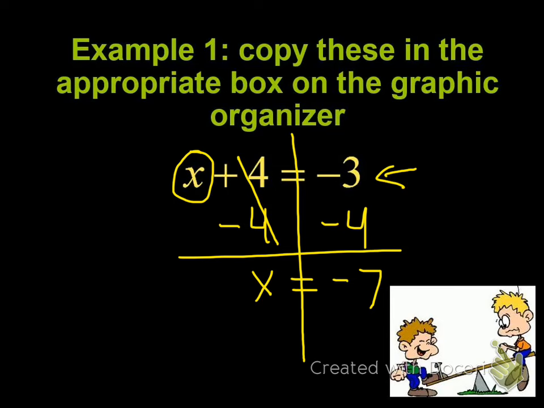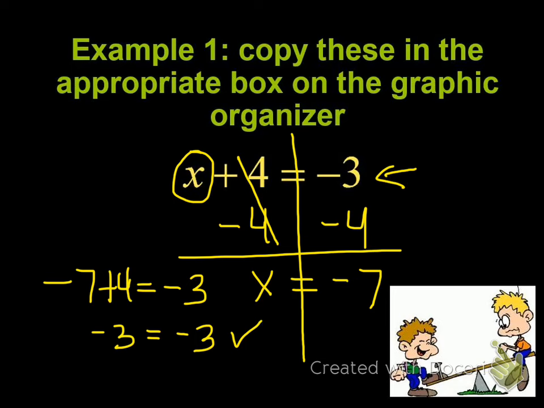So we have negative 7 plus 4 equals negative 3. Negative 7 plus 4 is negative 3, which matches the number on the right-hand side, so negative 7 is the correct answer.